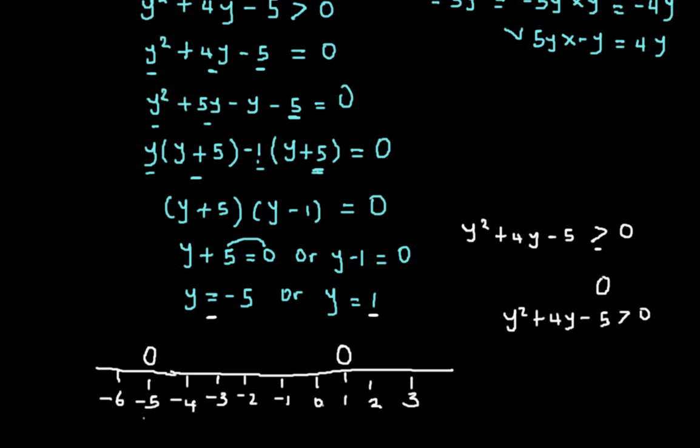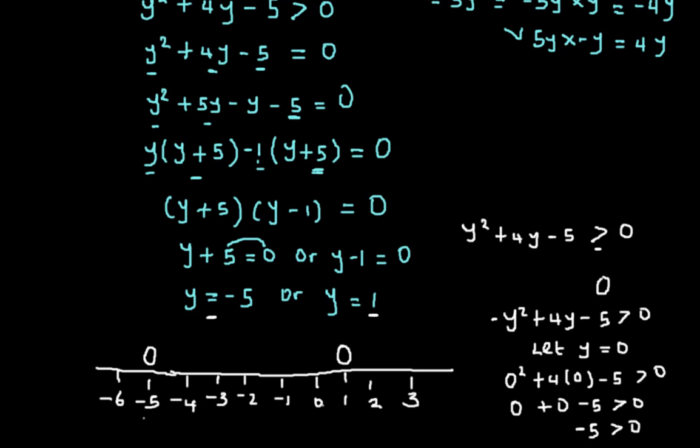We have y squared plus 4y minus 5 greater than 0. Now since 0 is between minus 5 and 1, we test by saying let y equals 0. So anywhere we see y in the inequality, we call it 0. So we'll be having 0 squared plus 4 into bracket 0 minus 5 greater than 0. 0 squared is 0, plus 4 times 0 is plus 0, minus 5 greater than 0. So we are having 0 plus 0, 0. 0 minus 5 is minus 5 greater than 0. Now the question is: is minus 5 greater than 0? No.